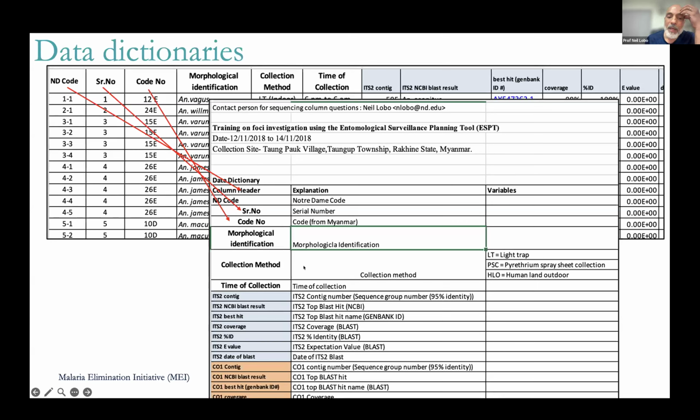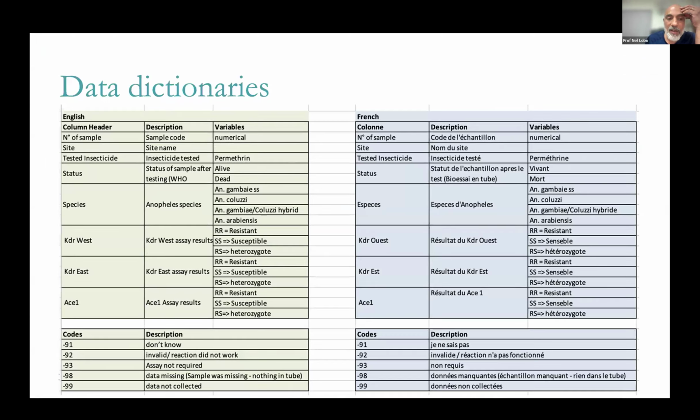So this way, no matter who I send the data to, they will be able to understand exactly what is what. This is unbelievably important. And anyone who does not do this, I usually send the data back. Anyone in my lab who sends me data without a data dictionary, I send the data back.